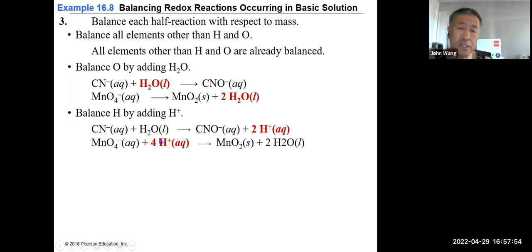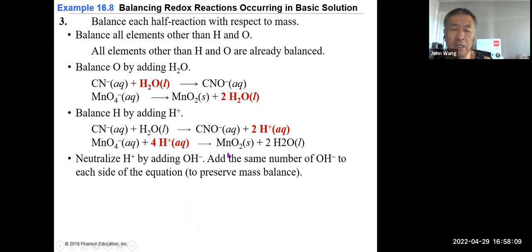Now, if this reaction happens in acidic solution, then you are done, you finished. But this reaction is happening in basic solution, so you don't want to keep this H plus in your equation. We add the right number of hydroxide. What does it mean? The right number means if you have 2 H plus, you add 2 hydroxide, so therefore you will produce 2 water. If you have 4 H plus, you add 4 hydroxide.